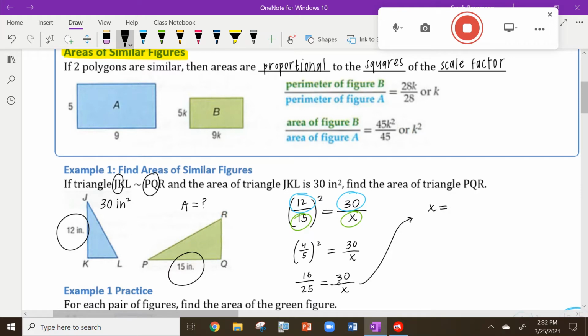Remember, to solve this, you cross multiply and divide, so you have 30 times 25 divided by 16. To solve it, you multiply the 30 by 25. That gives you 750, and then you divide by 16, which gives you 46.875. What that means is that the area of triangle PQR is 46.875 inches squared.